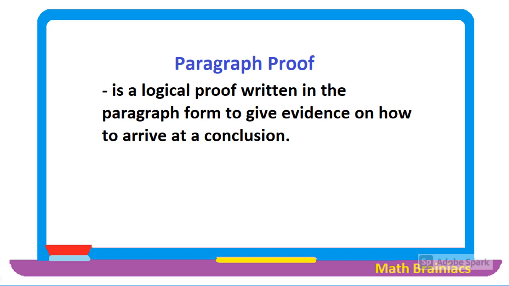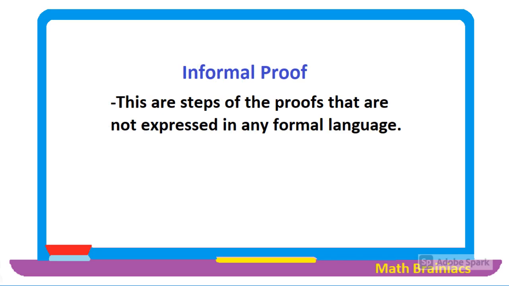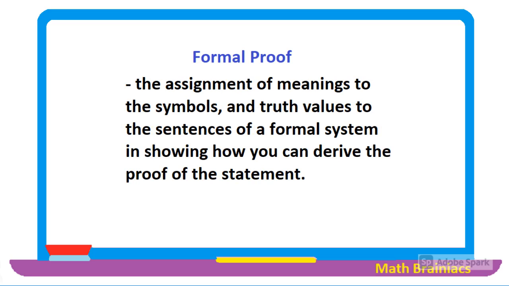A paragraph proof is a logical proof written in a paragraph form to give evidence on how to arrive at a conclusion. Informal proofs are sets of the proofs that are not expressed in any formal language. While formal proofs are assignments of meanings to the symbols, and truth values the sentences of a formal system in showing how you can derive the proof of the statement.